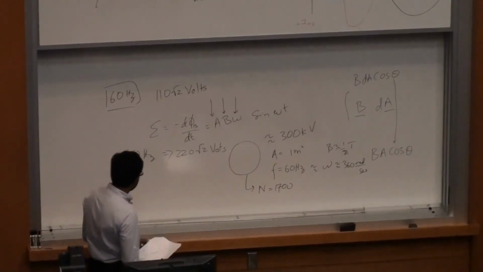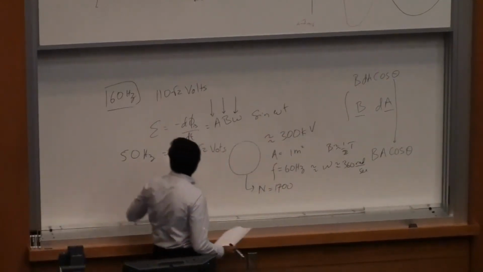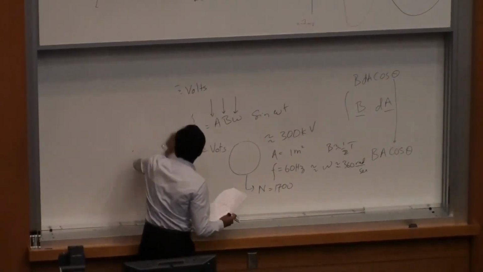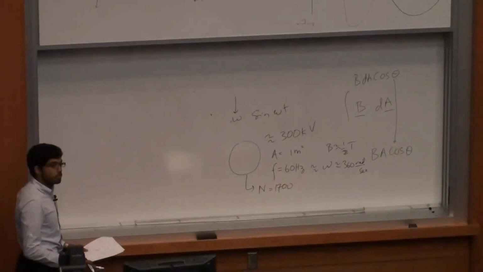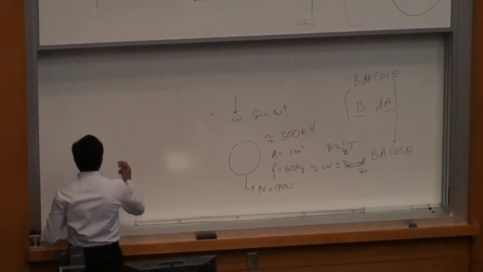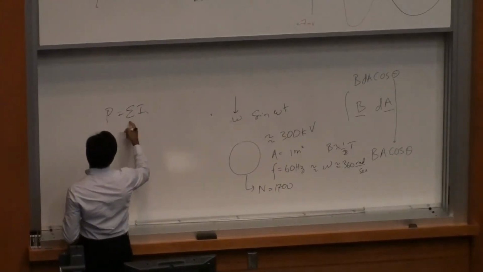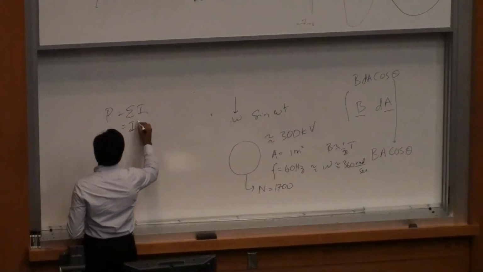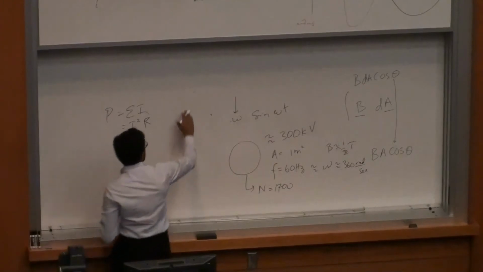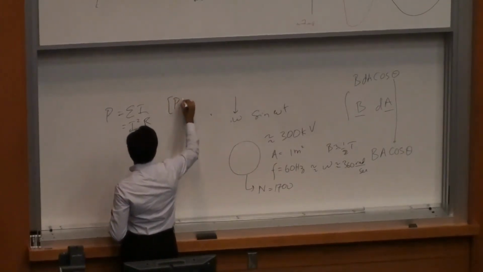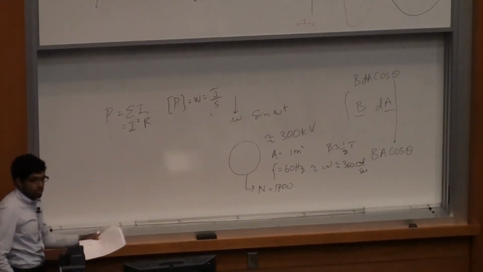Now let's write this in terms of power. That's what we're looking at. So what's power? Does anyone remember? Voltage times current, right? So power is my EMF times current. And Ohm's law says that this is I times R, so I get I squared R. What's the unit for power? Watts, which is equal to joules per second, right? Energy per time.